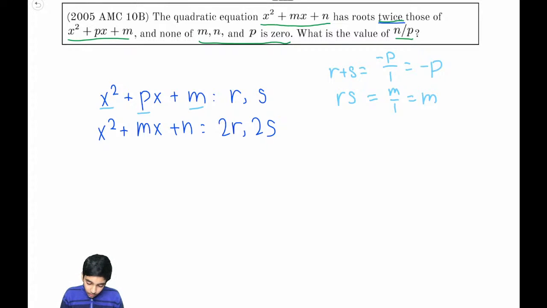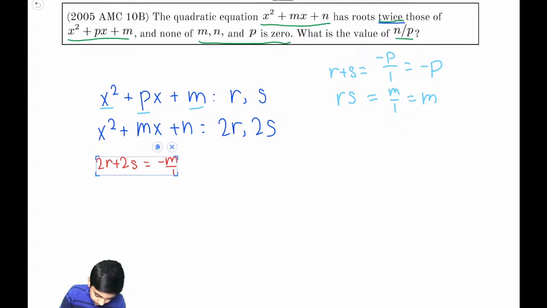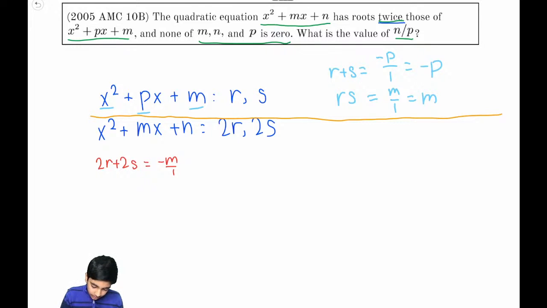So now we can look at the second equation. Let's look at the second equation. We know that 2r plus 2s is equal to negative m divided by 1. Let me just move that a little bit lower. So let me separate these two out. We have that 2r plus 2s is negative m over 1, or negative m. And 2r times 2s is going to be n over 1, or just n.